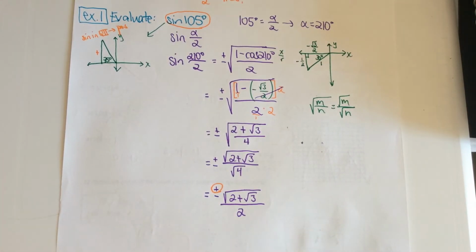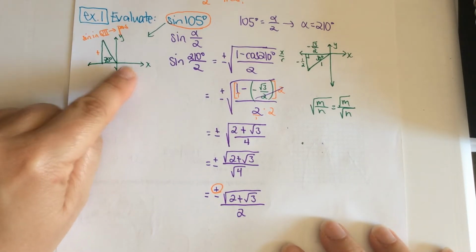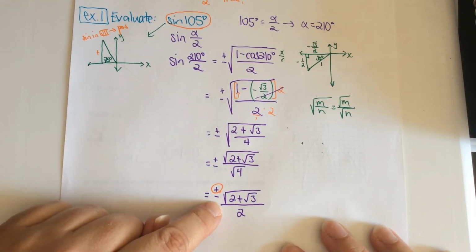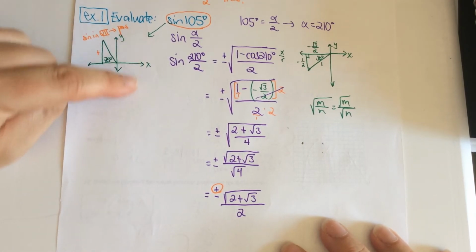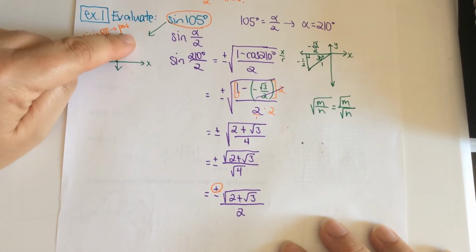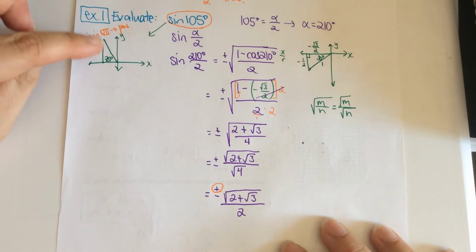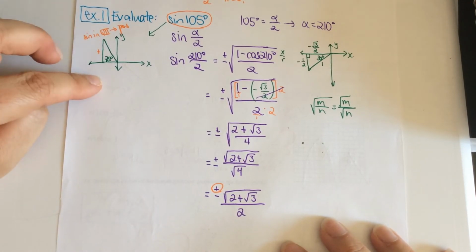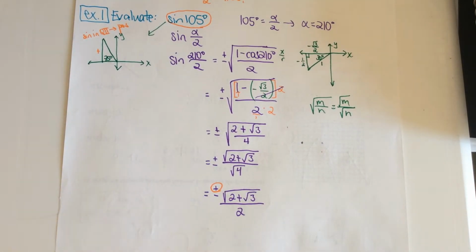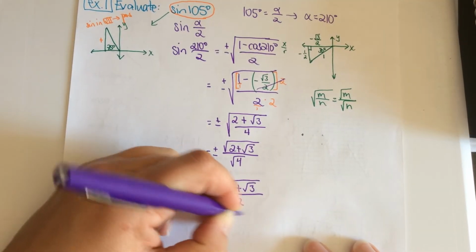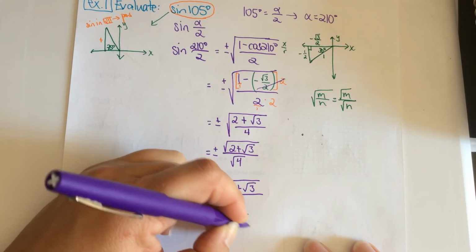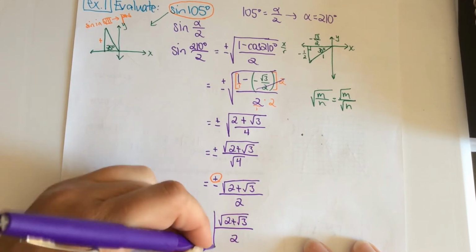Okay? So if sine was down below, I would choose the negative. When sine is up above, I choose the positive. When cosine is along the positive x-axis, I choose the positive. When cosine is along the negative x-axis, I choose the negative. Okay? So my answer to this question is positive square root of 2 plus rad 3 all under a radical over 2.